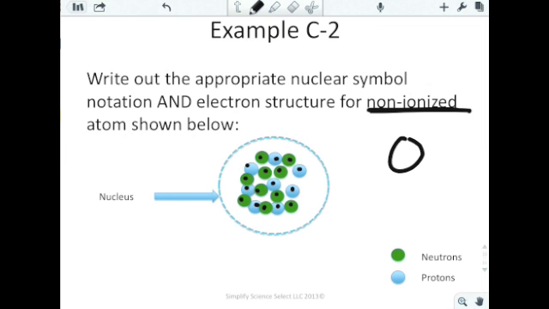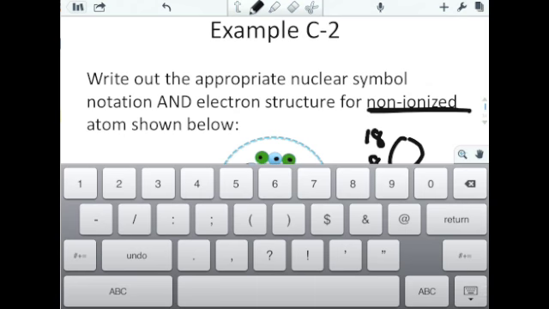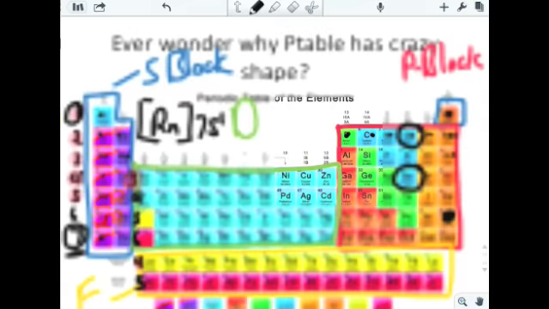So 8 protons, 10 neutrons gives us a mass number of 18 over 8. So that's oxygen-18. That is our nuclear symbol notation. Now for our electron structure, we're trying to find our electron configuration for this, so let's use our periodic table because that's the easiest way to do it.